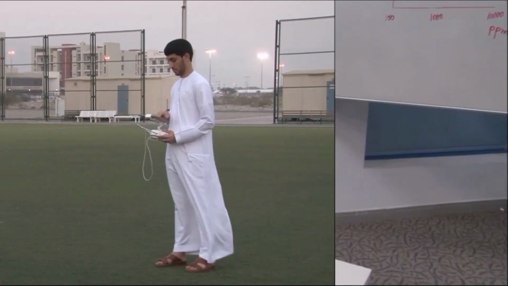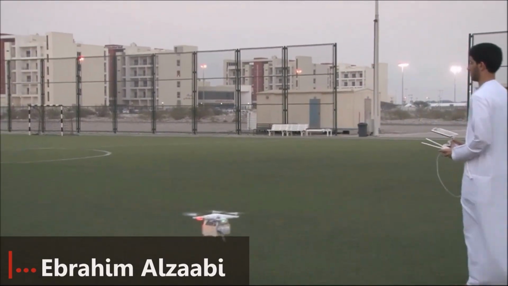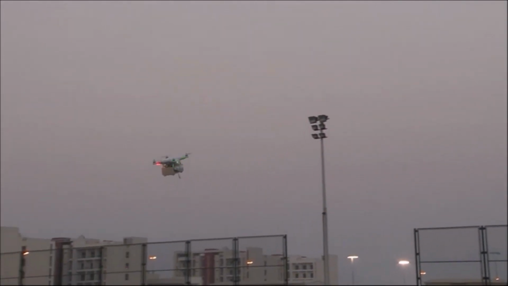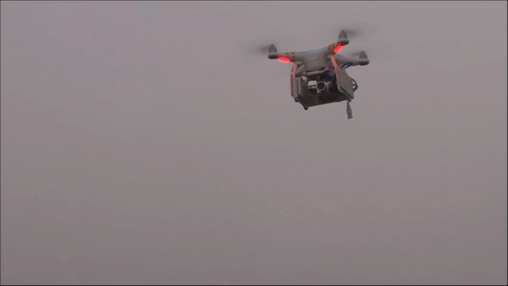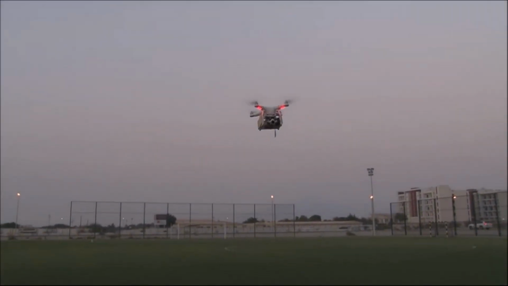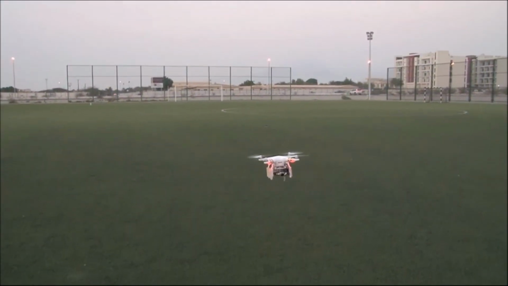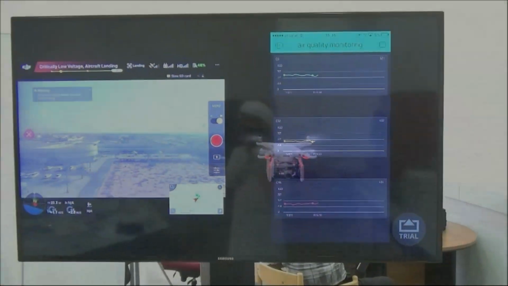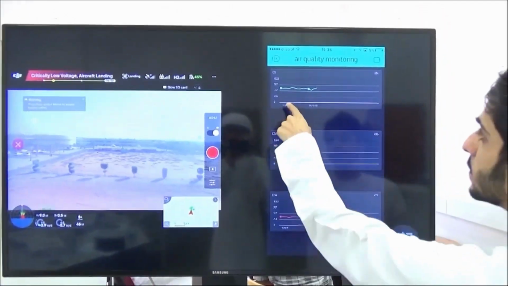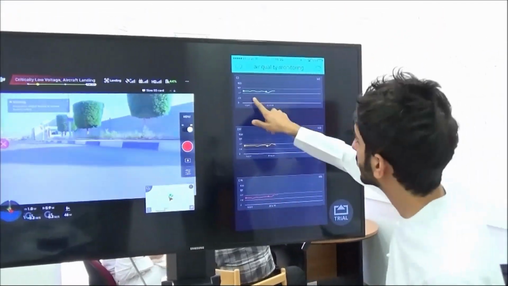We mount our system on the drone. I am the one who is responsible for controlling the drone, so that I can fly it to any position that we need to collect the data from, simultaneously having the live view of the situation. In summary, we need a system for air quality measurement.